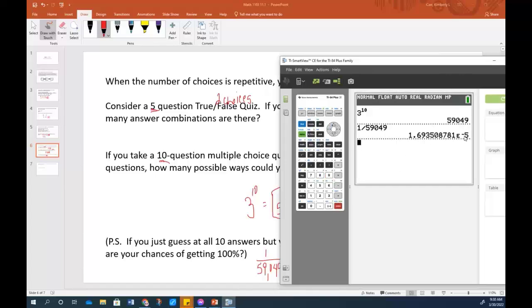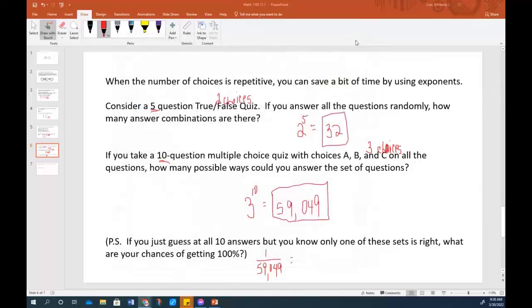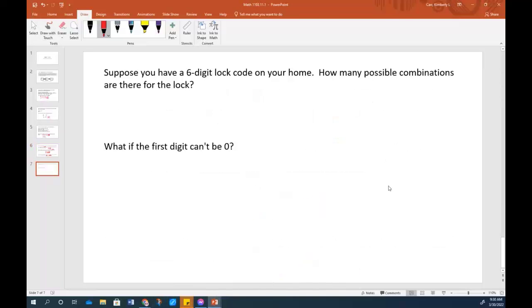This e to the -5 moves this decimal 5 places to the left, which means it's not technically impossible, but it would round to impossible because you're going to have 4 zeros in front of that. So it's going to be approximately, which is almost 0.